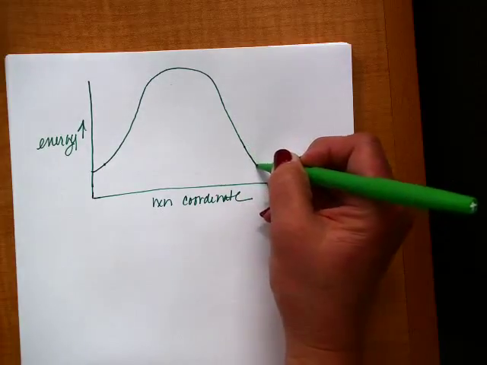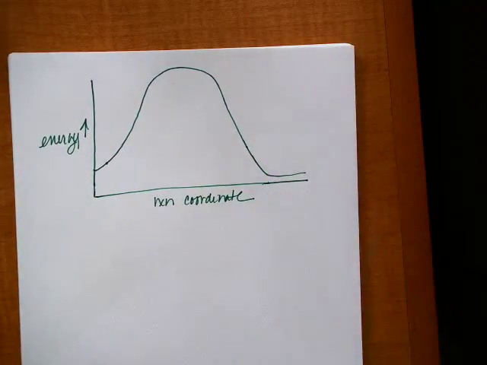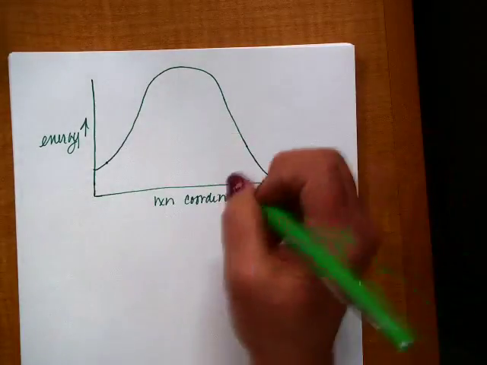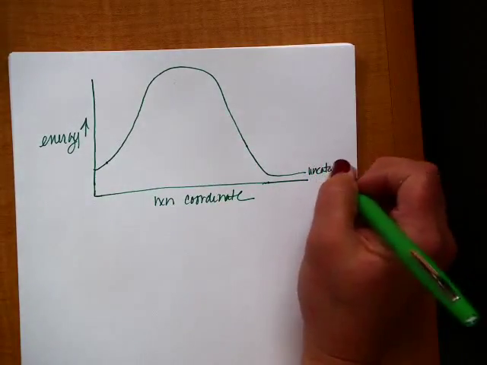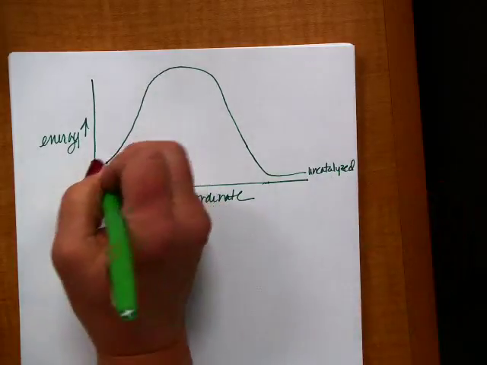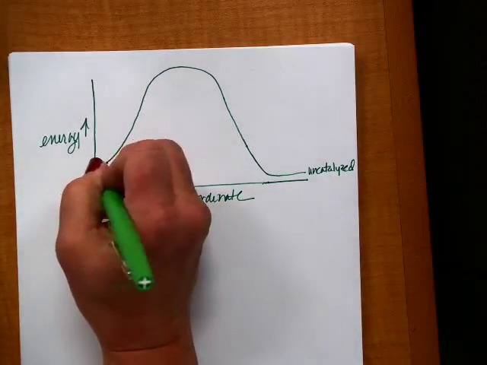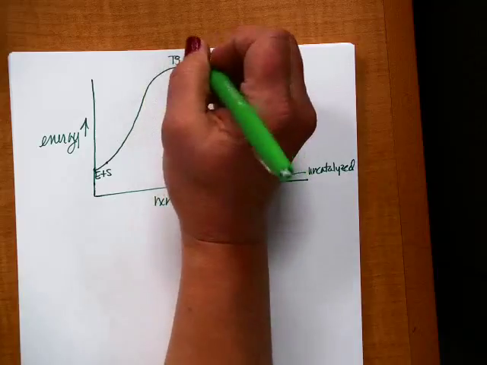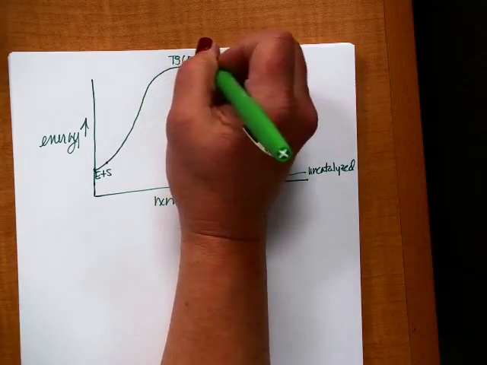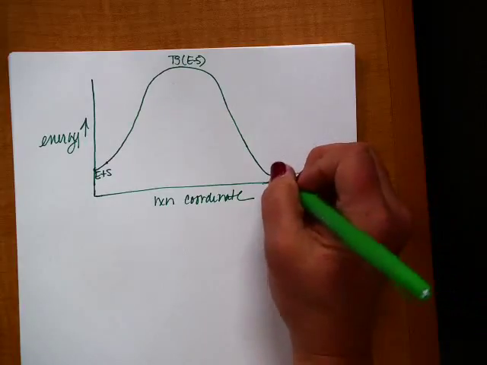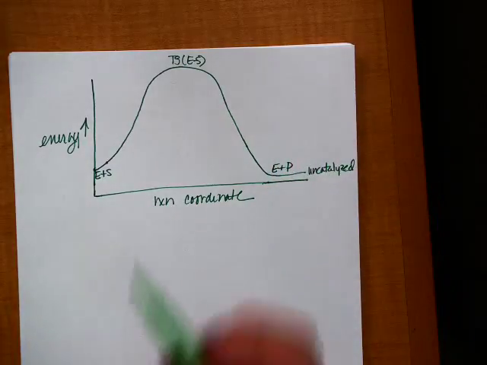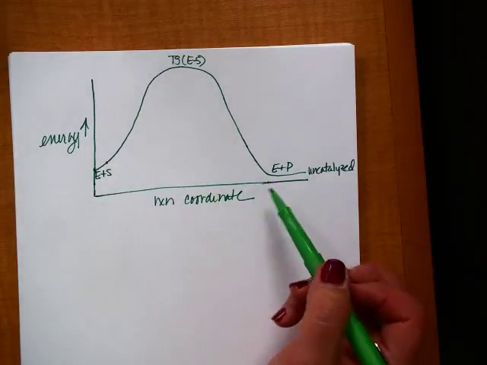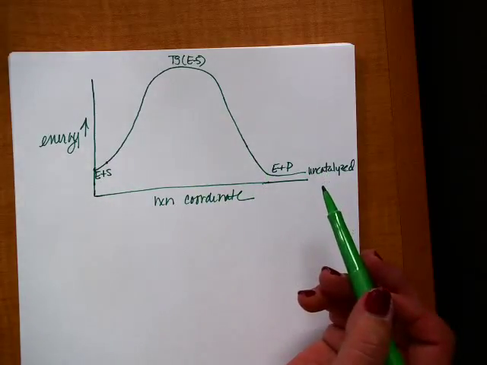So let's say this is the graph of an uncatalyzed reaction. So this one is uncatalyzed. And at this point we have E plus S. Here's our transition state, which is an ES complex. And down here we have E plus P. And in this reaction, our enzyme and substrate has more energy than our enzyme and product.